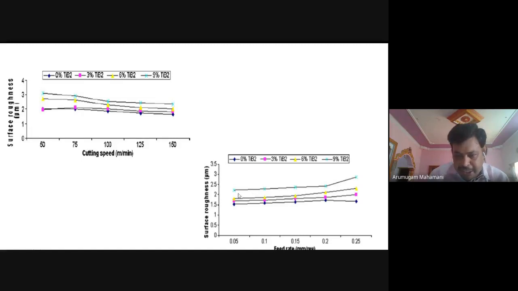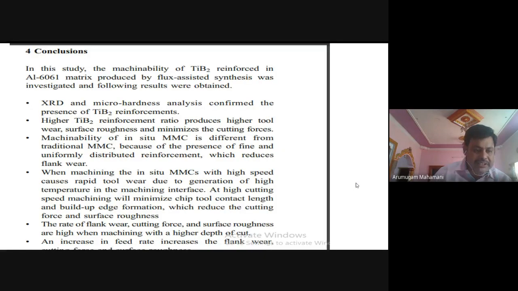So in the 9% composite, the ceramic content is already more. That excess ceramic content also gives some surface roughness. Again, an increase in feed rate will also increase it. Then the conclusion. These are all characterization-based.